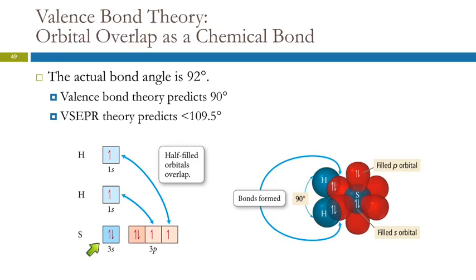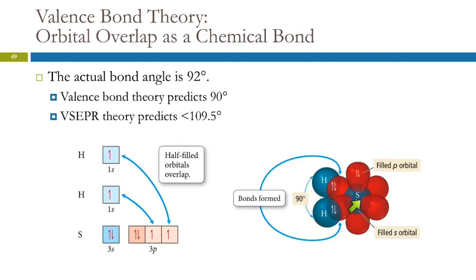So sulfur has 6 valence electrons, and there's going to be 2 in the 3s, and there's going to be 4 in the 3p subshell. So 2 of those p orbitals are half-filled and 1 is filled. Everybody okay with that? So what we imagine happening here is that this half-filled orbital from sulfur can overlap with this half-filled orbital from hydrogen. Those electrons can pair, and that's going to form a bond. So that's this bond here.